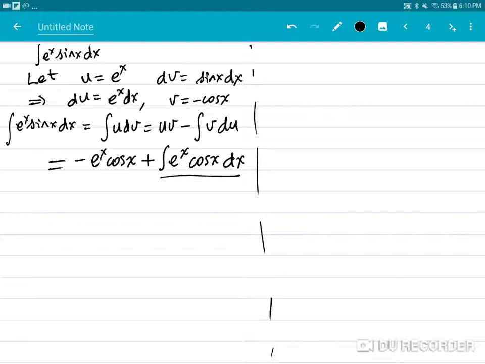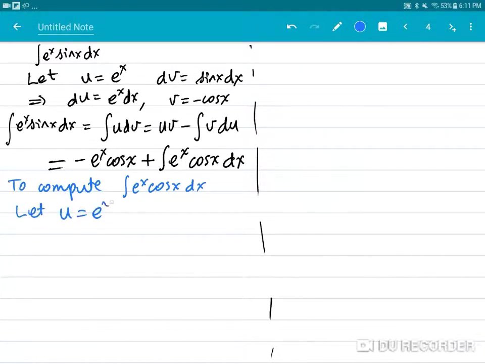Well, let's continue doing a u dv again. All right, let's see. So to compute the integral of e to the x cos x dx, we let u be e to the x and dv be cos x dx.